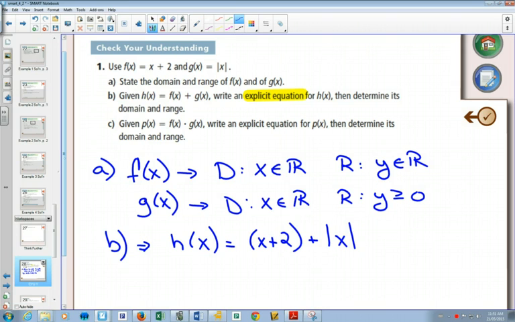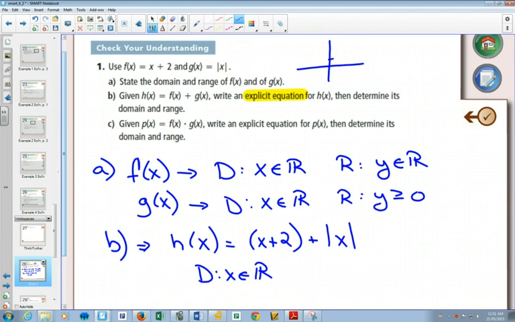Now we're going to determine its domain and range. So if you were adding these together and you had a line and you added to it an absolute value, can you see that its domain would still be everything? What's going to happen to the range, though? Let's just look at the graph here.